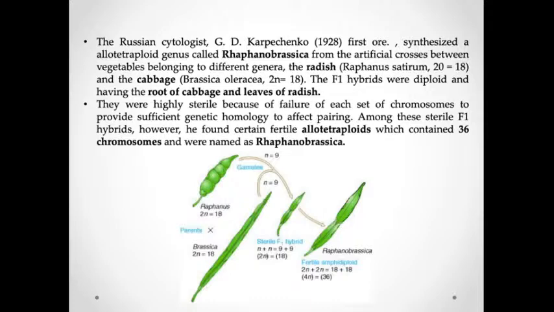In this case, take Raphanus and Brassica, that is radish and cabbage, where Raphanus has 2n equal to 18 and Brassica has 2n equal to 18. We made a cross with n equals 9 and n equals 9 as the gametes, and then a sterile F1 hybrid comes out, 2n equals 18, and a fertile amphidiploid 2n plus 2n equals 18 plus 18. So 4n equals 36 at the end. That is known as Raphanobrassica, a mixture of Raphanus and Brassica, and that is your allotetraploid, which contains 36 chromosomes at the end.